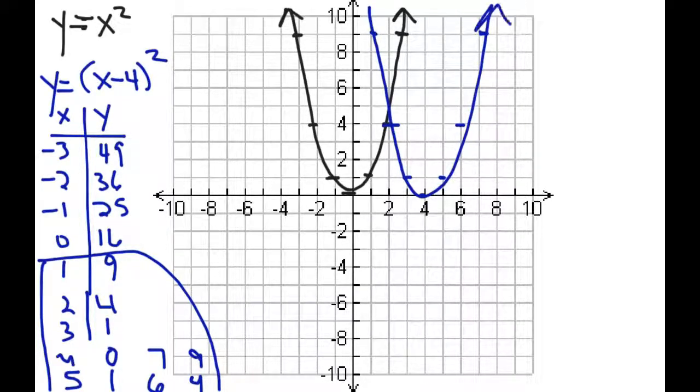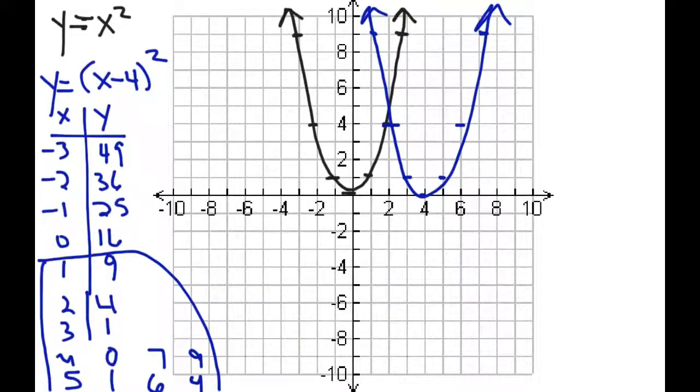And there's my parabola. Hey, look at what happened. If I move to inside the parentheses, an operation on the input x, it seemed to have moved this particular parabola 4 units to the right. Oh, minus 4, and then I'll move 4 units to the right.